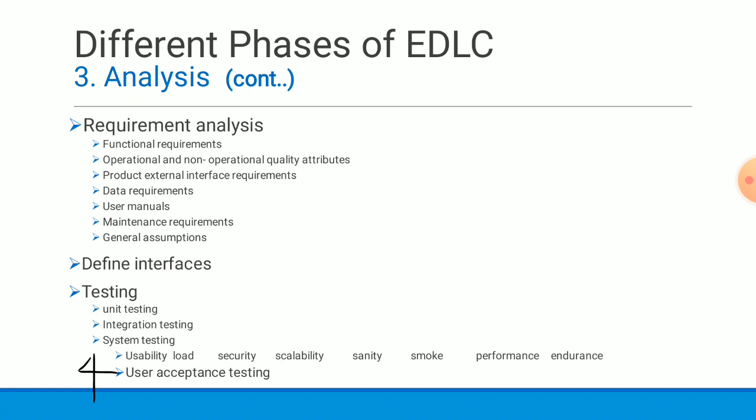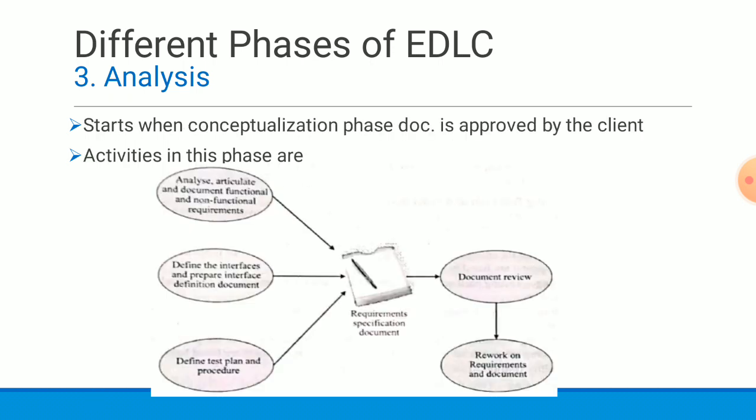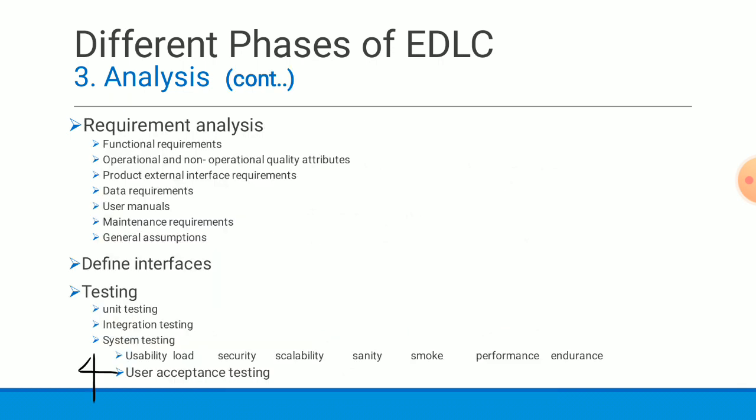Okay, now so at the end, here in this figure you can see the 3 different activities. Then at the end, all requirements should be put in a template, and this document is referred to as requirement specification document. Okay, so this one, requirement specification document. It is also reviewed by the client and informs whether any rework is required or not. Okay, so that's about analysis phase.